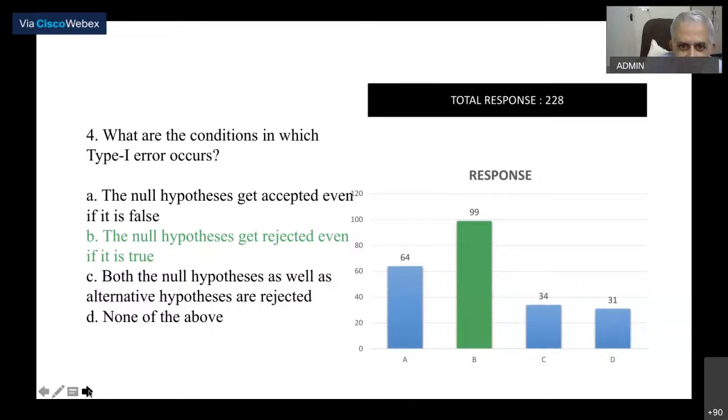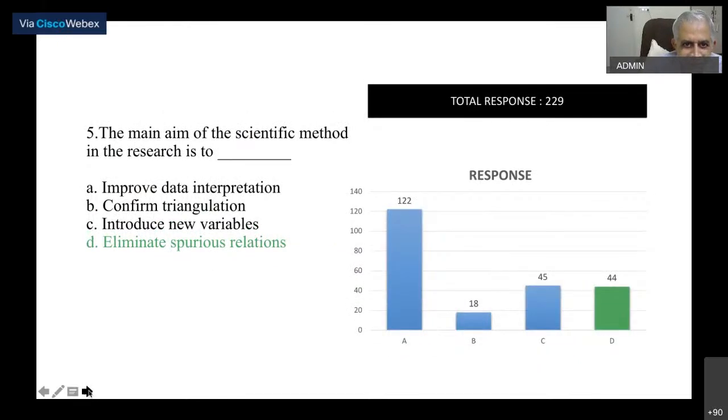Next. Am I going very fast? The main aim of the scientific method in research is that you are doing research because there is some confusion in your mind. You are thinking whether this vaccine is effective, whether this drug is effective. Unless you give it to some people and keep some people as controls, you will not really know whether it is effective or not. Many times it happens by chance and you will be thinking, yes, it is effective, but it may not be really effective. So the D is the correct answer.